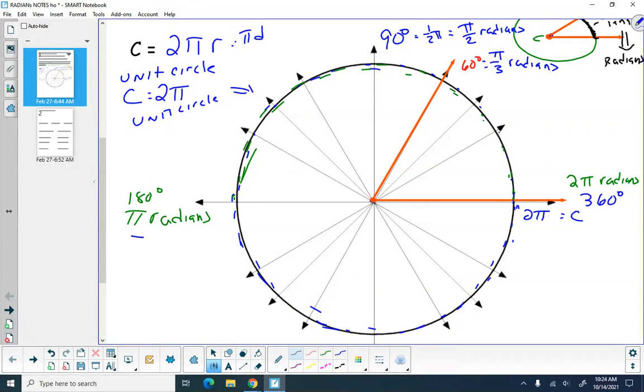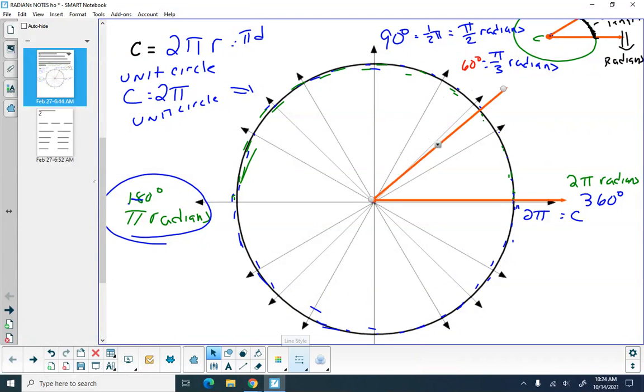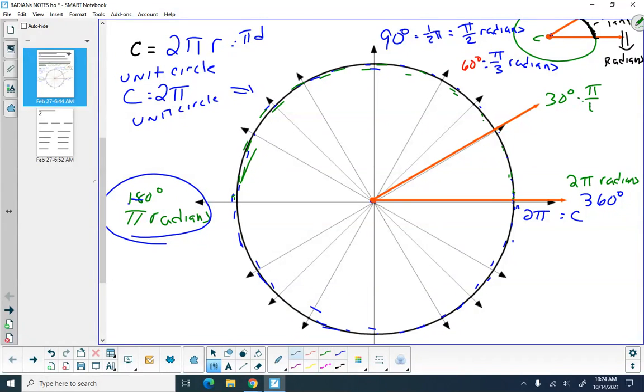The key idea is knowing that if I had 180 degrees, that's pi radians. What do I have to do to 180 degrees to get to 60? I could divide by 3. What can I do to 180 to get to 90? I could divide by 2. Thirty degrees would be how many radians? Well, what do I have to do to 180 to get to 30 degrees, right? Divide by 6. So this would be pi over 6 radians.